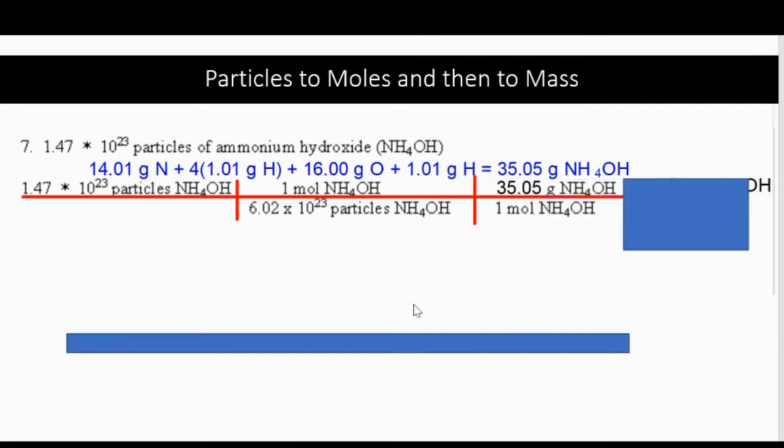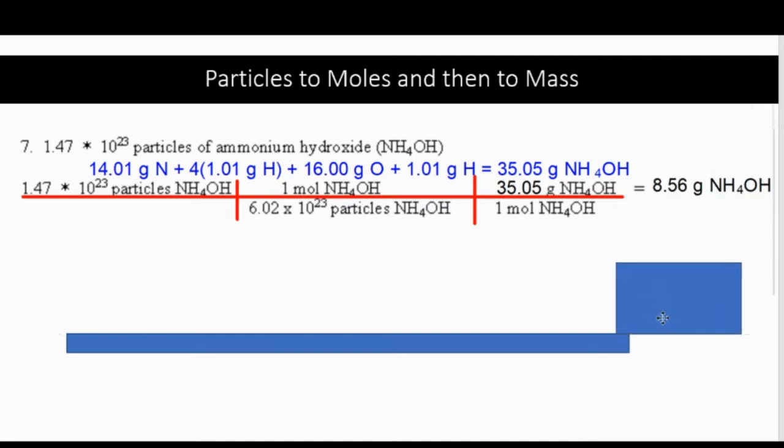And so I went to the periodic table and I found nitrogen, hydrogen, oxygen, and another hydrogen. I added them all together. That's where that 35.05 comes from, adding them together from the periodic table. And so my units go from particles to canceled out particles and to moles. And then the moles cancel out and go to grams. This is a 2-step question, and we have 8.56 grams.